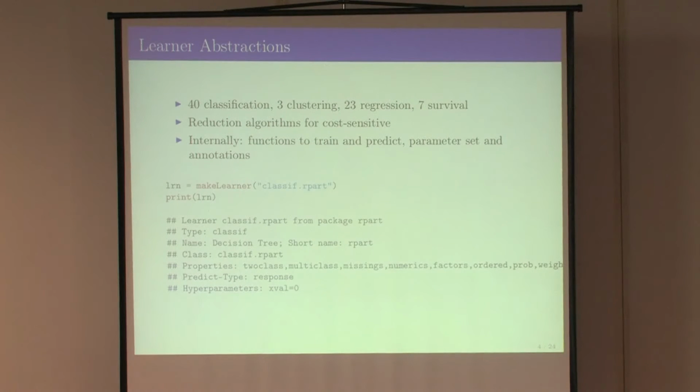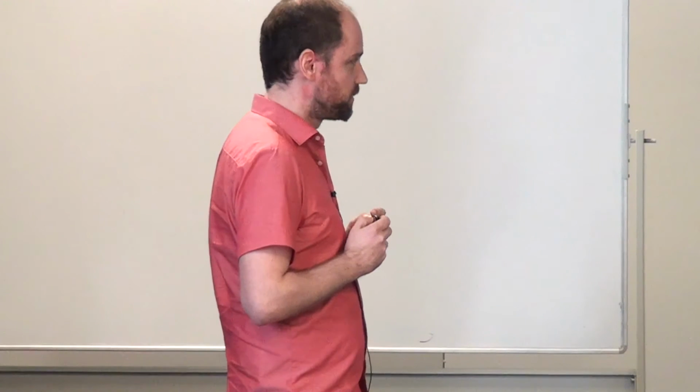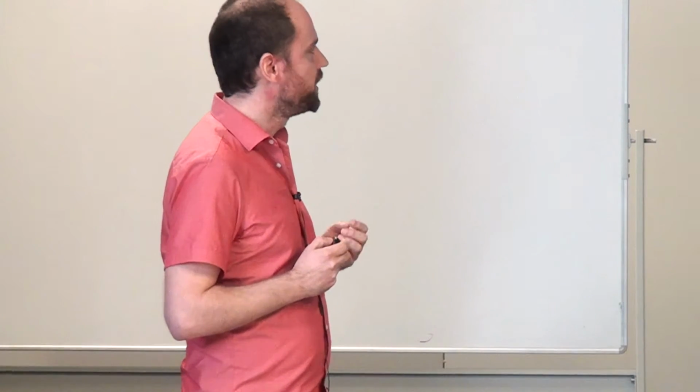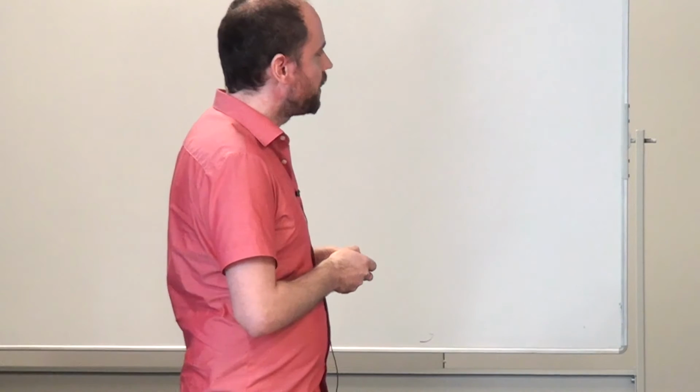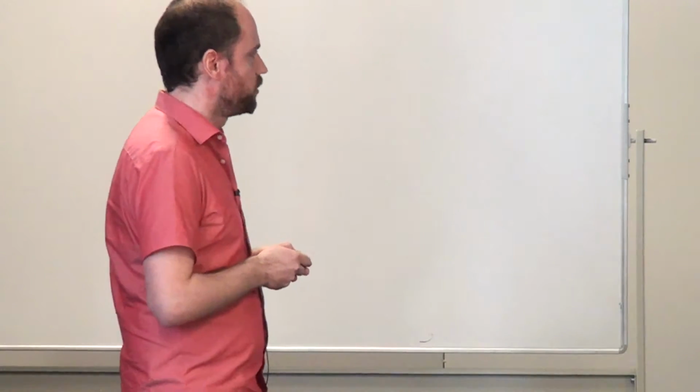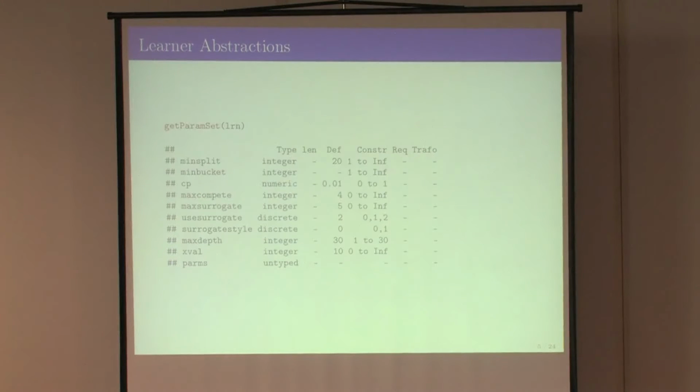We have reduction algorithms for cost-sensitive classification. These are, again, meta techniques where you rely on using the basic regression techniques and classification techniques, usually in a weighted sense. There are functions in there, of course, to train and predict for each of these methods. That's what the interface is made of for these learning algorithms. And each of these learners has an associated parameter set that we can also ask about. I think that's on the next slide.